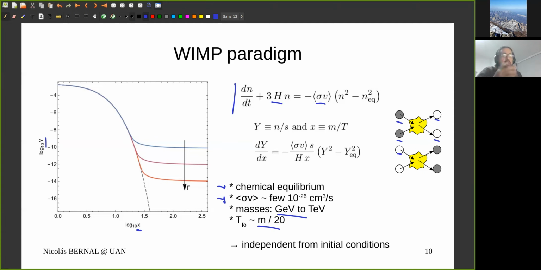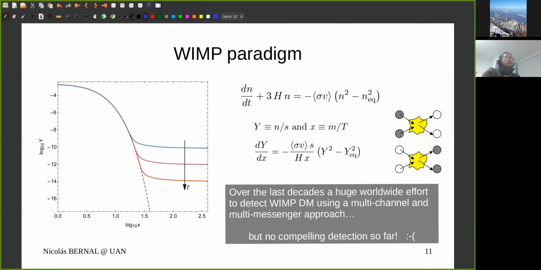So that, as I told you, is by far the most appreciated paradigm for production of dark matter. However, the problem is that over the last decade, a huge worldwide effort to detect WIMP dark matter using a multi-channel and multi-messenger approach has been taken, but there's no complete detection so far. So even if WIMPs are super cool, they have not been detected. So we need to look for new alternatives for production of this dark matter in the early universe.